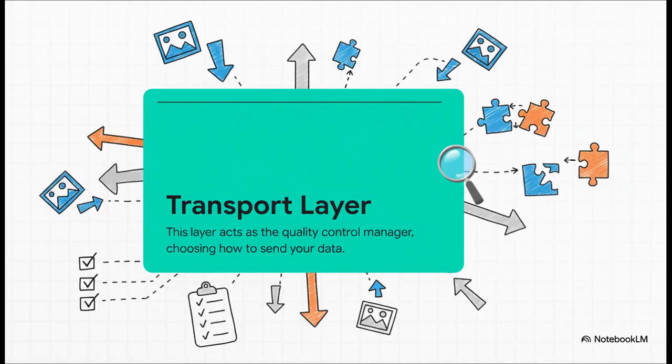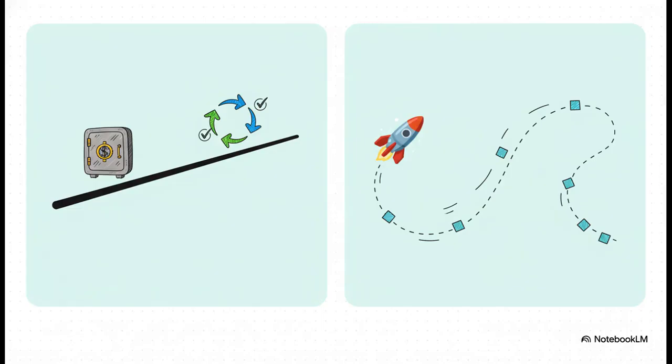Okay, once it's prepped, your data gets handed down to the next level, the transport layer. I love this analogy. Think of this layer as the quality control manager. And it has a really important decision to make. What's the best way to send this photo? And this is where things get super cool. The manager has two main options, TCP or UDP.